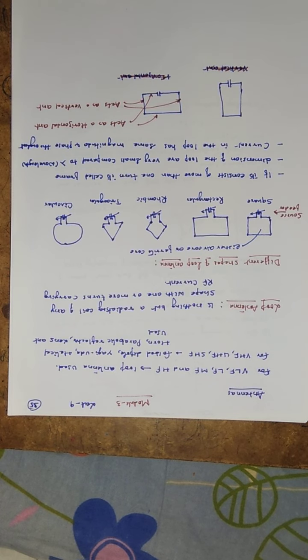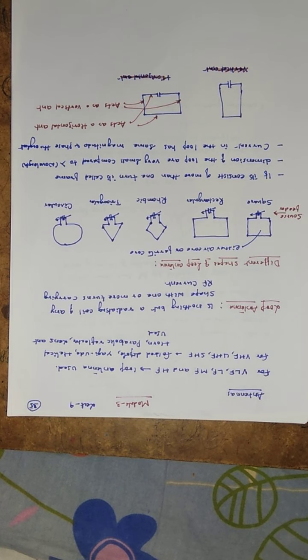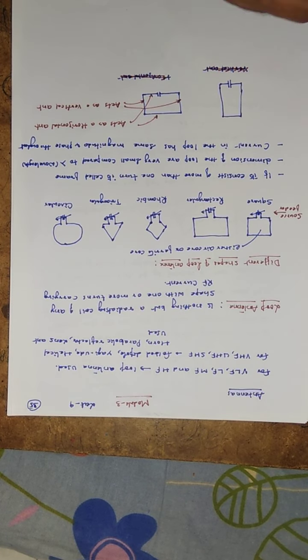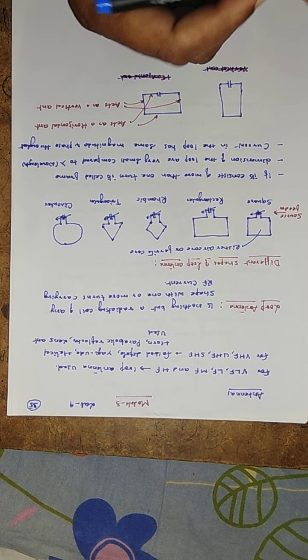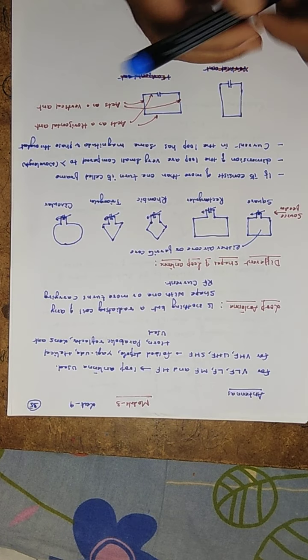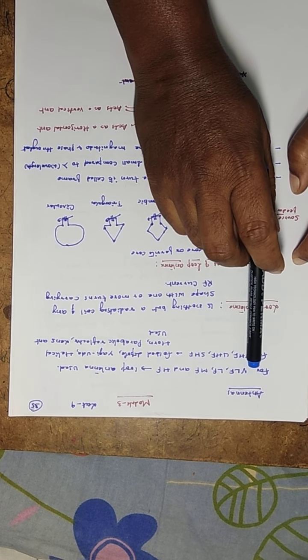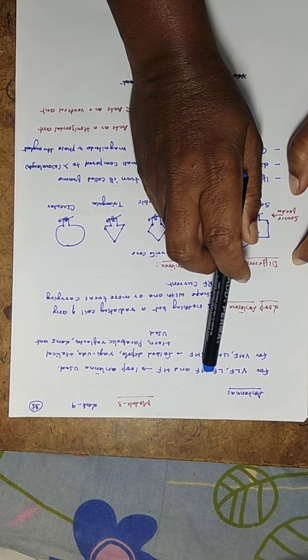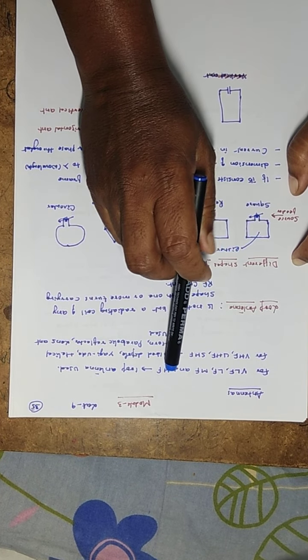Welcome to Module 3, Lecture 9 of Antenna and Wave Propagation. In this section, we are going to study the different types of antennas and the types of antennas used for different frequencies: very low frequency, medium frequency and high frequency.